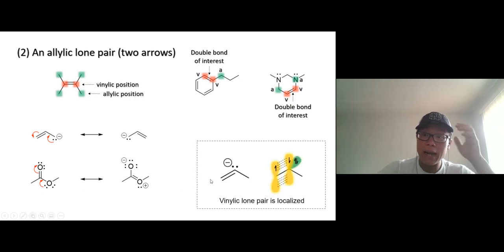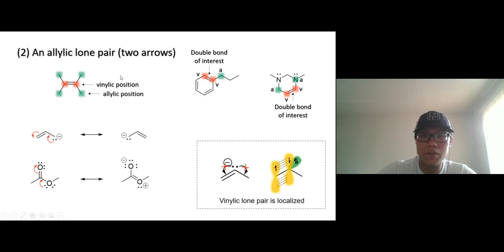Vinylic lone pair is localized. If you still remember, the lone pair on the double bond, that's a vinylic lone pair, at the vinylic position. You can't make this orbital parallel with the p orbitals here. So vinylic lone pair is localized. It's the same thing we talked about before; I just added technical terms, vinylic and allylic position. So remember, allylic lone pair is localized. Oops, said it wrong. Allylic lone pair is delocalized.